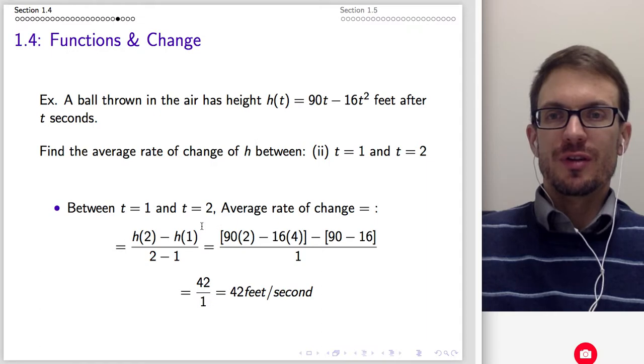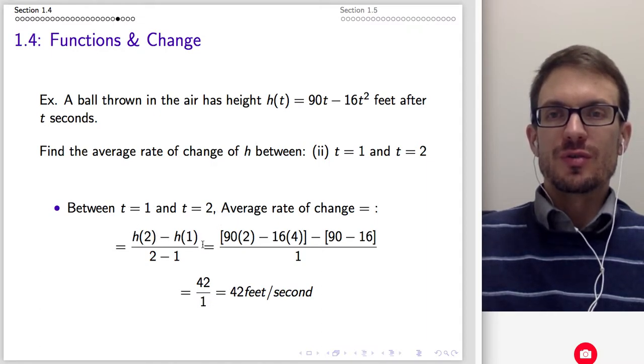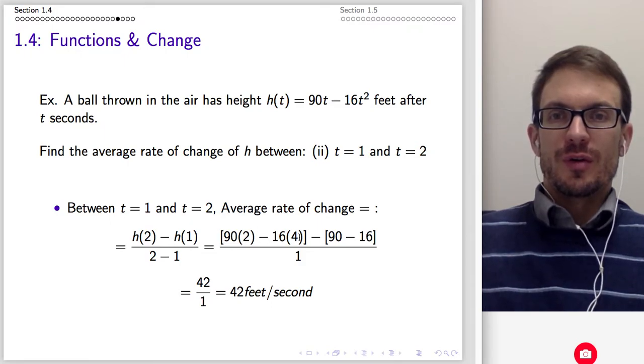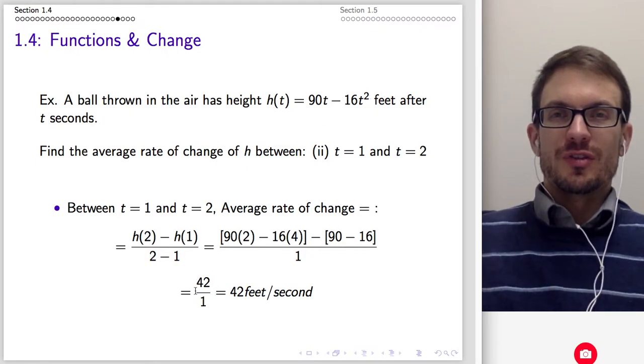How about this interval between t equals 1 and t equals 2? Here we just evaluate the function at 2. Then we evaluate the function at 1, and we take their difference. We already calculated h of 2 before. This next one, h of 1, that's 90 minus 16. Turns out this is 42 over 1, so 42 feet per second.